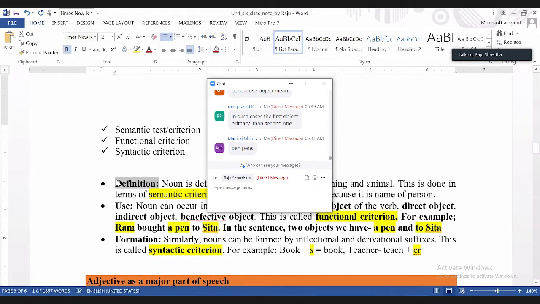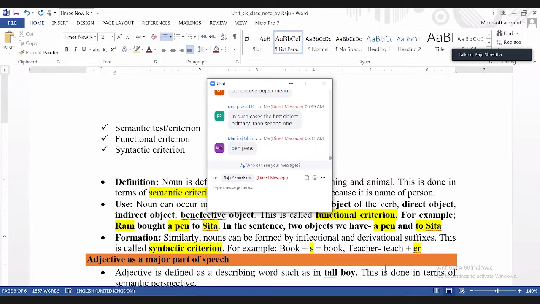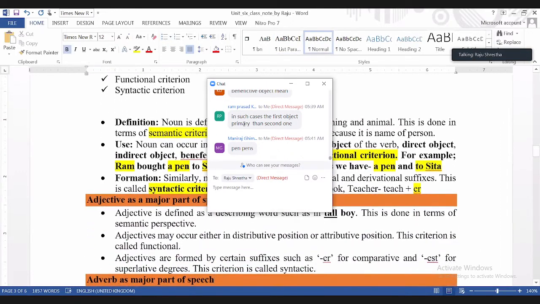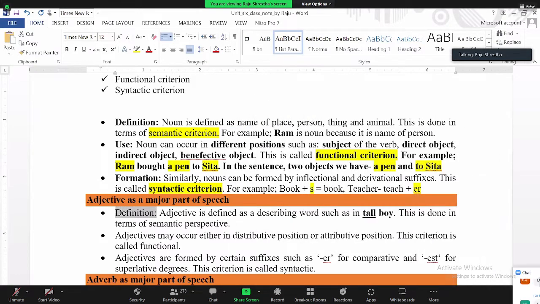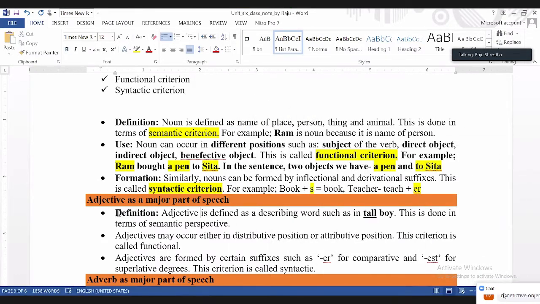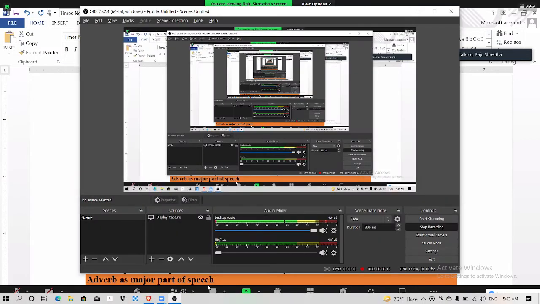Similarly, look at the adjective. Adjective is also a major part of speech. Why? Here too, let us look at all three tests. Going to the first, the definition: how do we define adjective? An adjective is a word describing quality. For example, a tall boy. Let us write a tall boy.